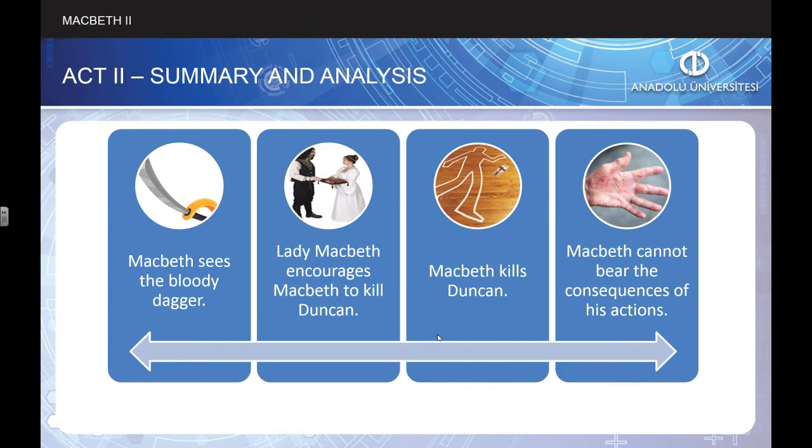In the last scene of the second act, Macbeth is crowned as the king, and Malcolm and Donalbain are held responsible for the murder of the king. Macduff also leaves Macbeth.